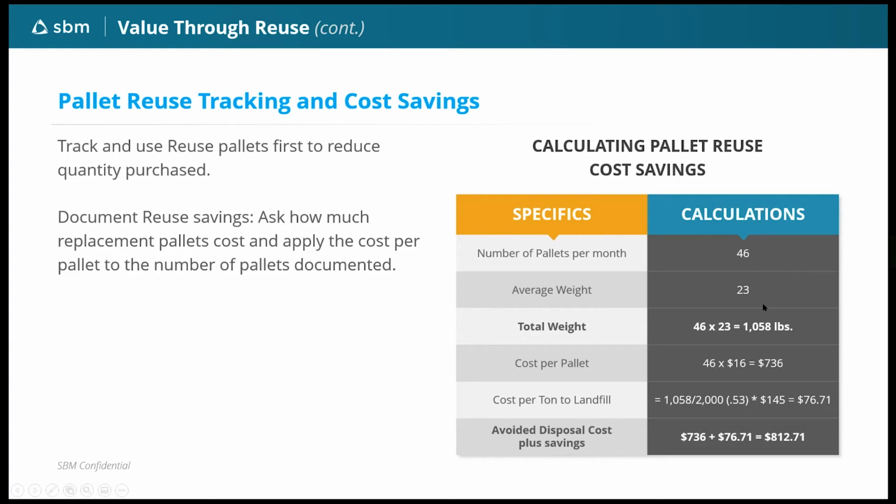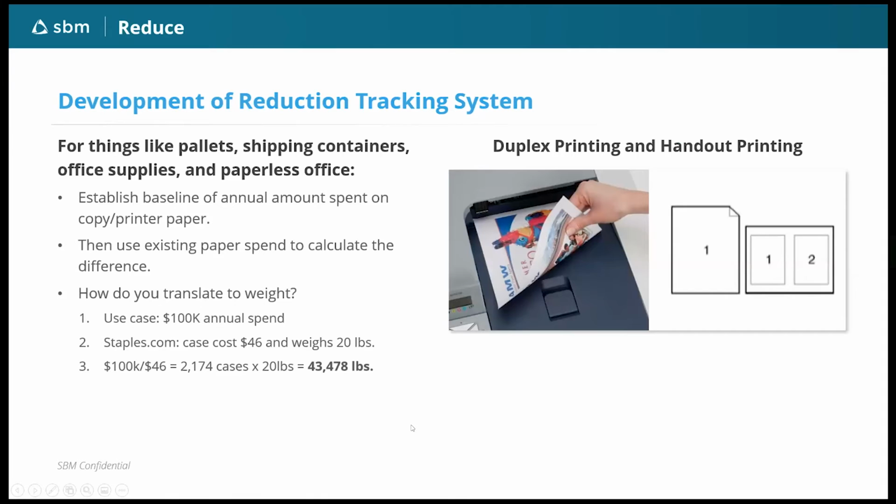The average weight of 23 pounds equals 1,058 pounds. Then we're going to look at cost. There's a couple parts to cost. Cost from not buying a pallet, $736. Cost to not landfill it, which is avoided disposal costs, and you add those two numbers together. For reduction, you're looking at different ways to quantify numbers.